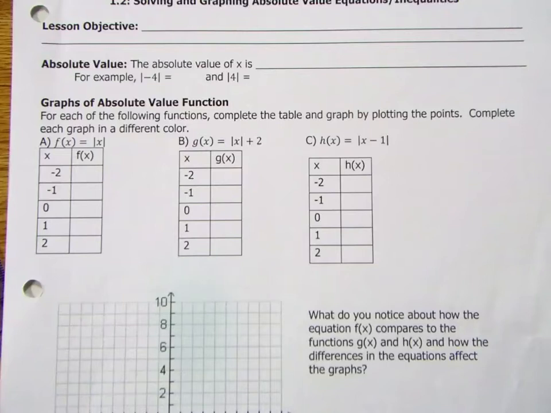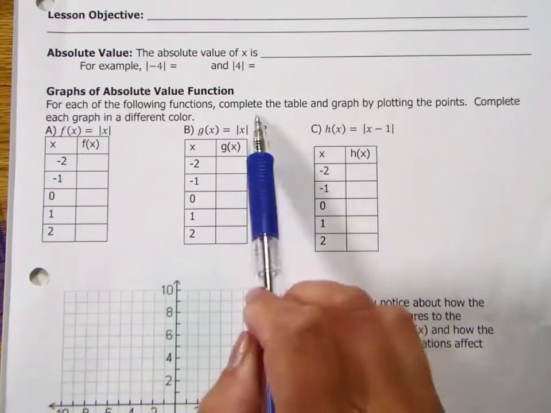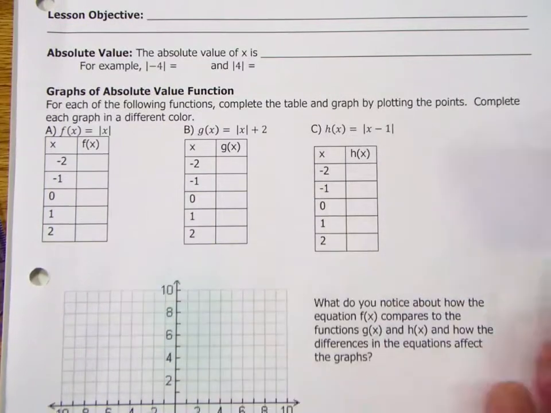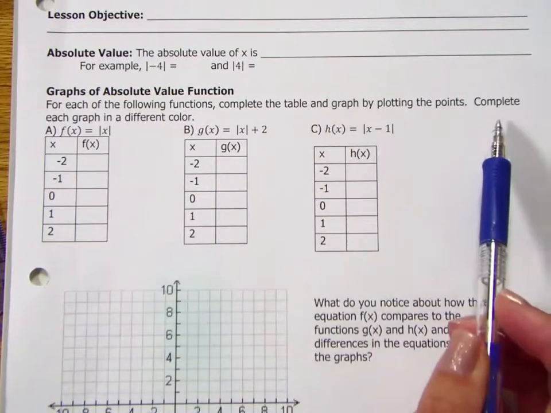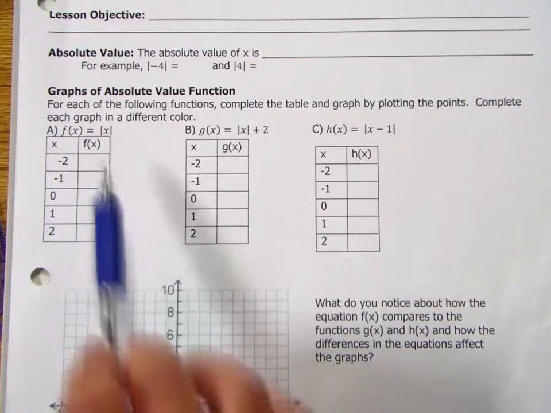All right, so in class today we looked at and reviewed how to solve absolute value equations and inequalities. What you're going to do as kind of an addendum to this lesson is to look at the graphs of the absolute value function. So what we're going to do to get this started is for each of the following functions, we are going to just make a table of values and then graph it by plotting those points from the table. I would suggest that you complete each graph in a different color so that you can really see which function corresponds to which graph.